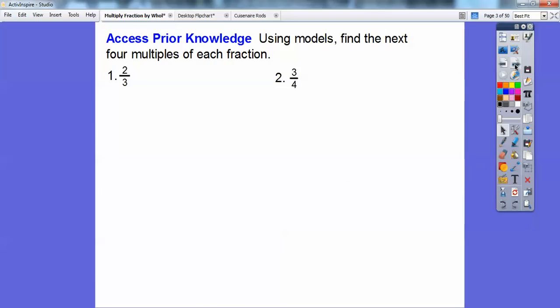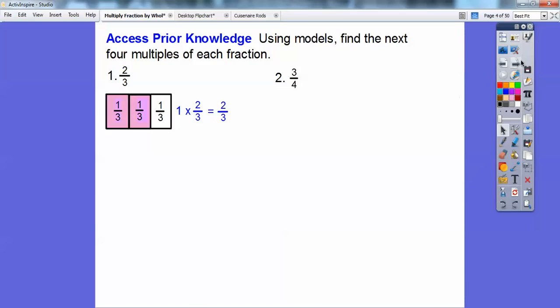Okay, so here's our prior knowledge here. Using models, find the next four multiples of each fraction. So I'm going to use fraction strips on both of these. For the 2/3, I'm going to do a fraction strip into thirds and shade two of them. So there's 1 times 2/3. That's what this one is right here. There's 2 out of the 3 shaded right here.